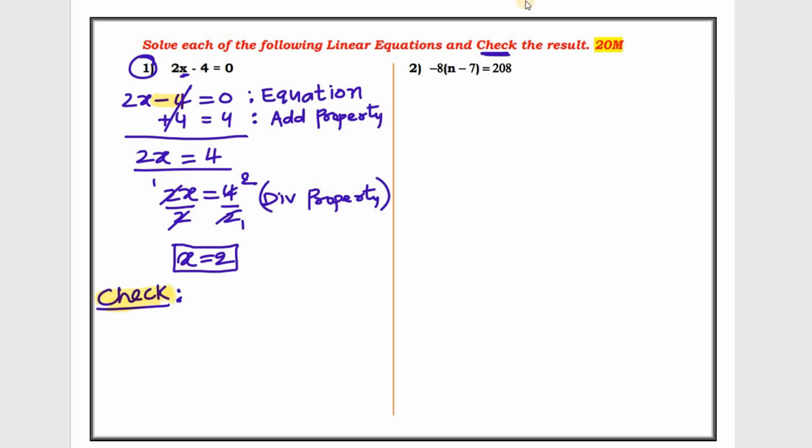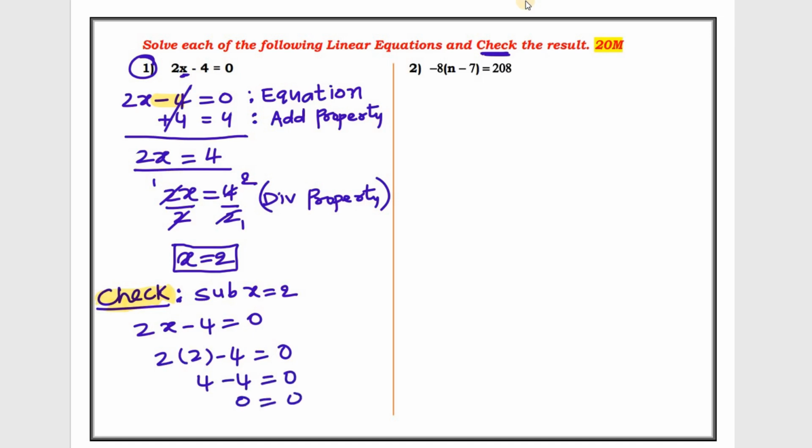What is given actually. So substitute x is equal to 2. So 2x minus 4 is equal to 0. So 2 times 2 minus 4 is equal to 0. Let's see, 4 minus 4 is equal to 0. I got 0 is equal to 0. Hence we got left hand side is equal to right hand side. So it has been verified. This is our first problem.